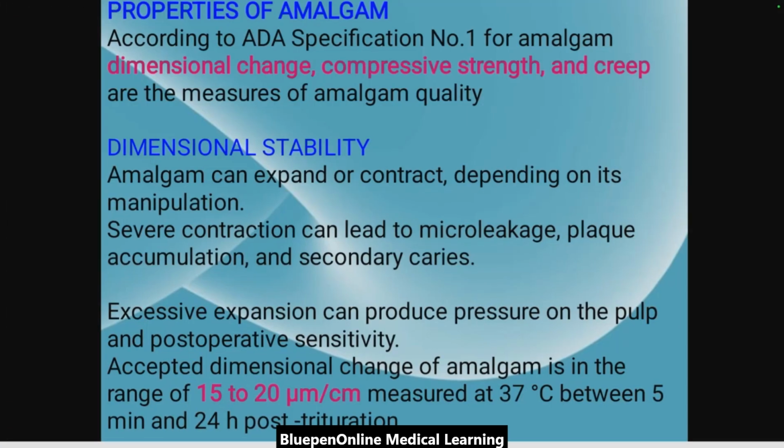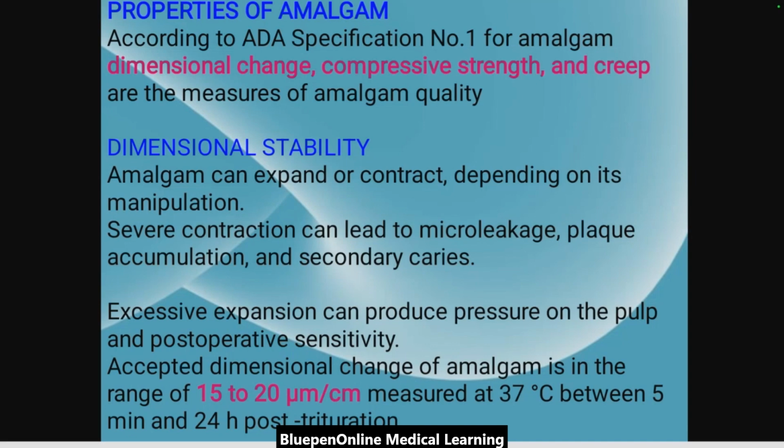So today, let's study properties of dental amalgam. For dental amalgam, the ADA specification number is 1. According to that, there are some important properties of amalgam which are considered before you use it as a direct restorative material. The first one is dimensional change, second is compressive strength, and third is creep. These are the measures of amalgam quality. So this will decide the longevity of the dental amalgam restoration.